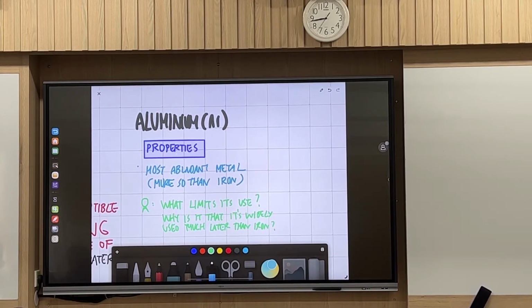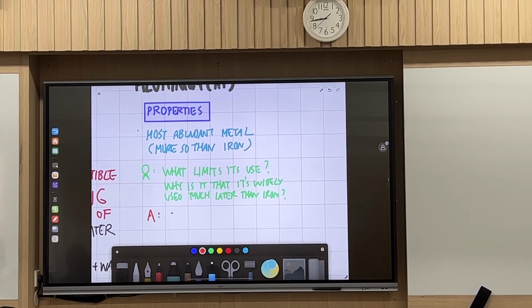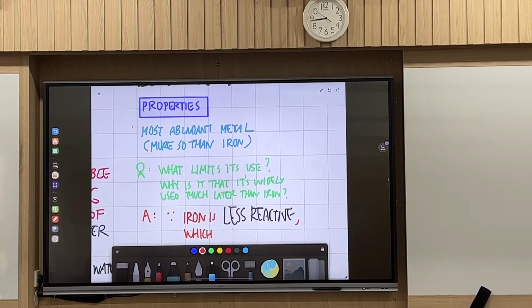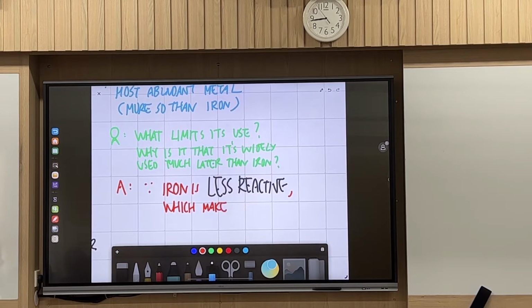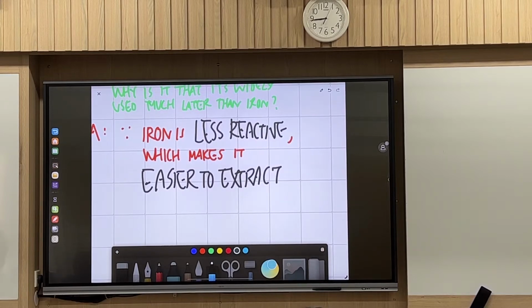Well, the answer here is that iron is less reactive, which makes it easier to extract from its ore. You know why in this lesson. I hope you remember the term ore. So what are ores? Ores are rock that contain a particular type of metal. It is from these rocks that we extract metals.